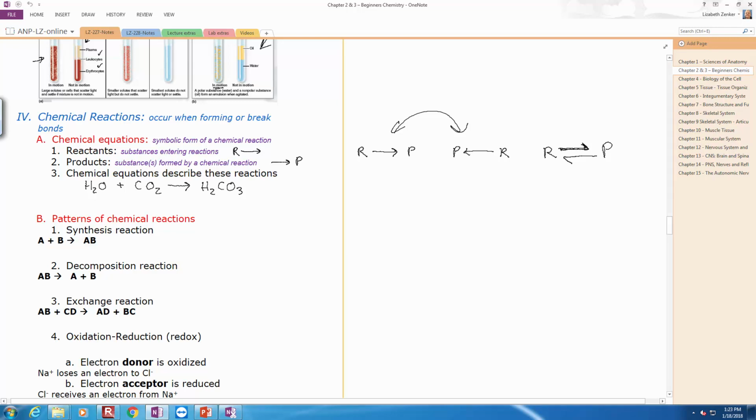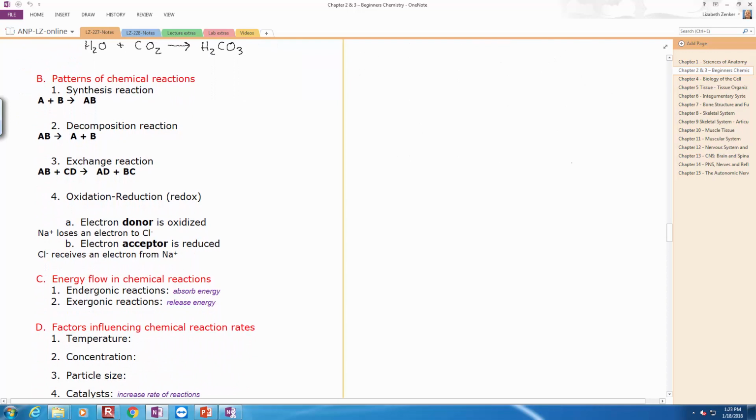Let's see, what else do I want to say? So carbonic acid, it's a weak acid, meaning it doesn't want to separate well, so that's why it stays together. And anyway, patterns of chemical reactions. There are 4 patterns that I need you to learn. So we have a synthesis reaction, a decomposition reaction, an exchange reaction, and an oxidation reduction or redox reaction, okay? So with the synthesis reaction, another name for that would be a combination reaction.